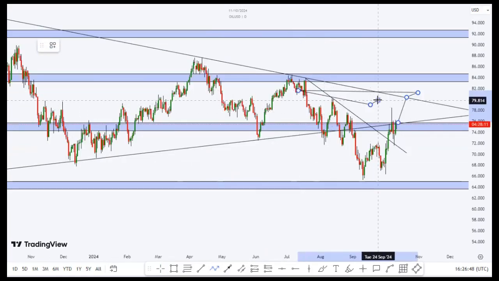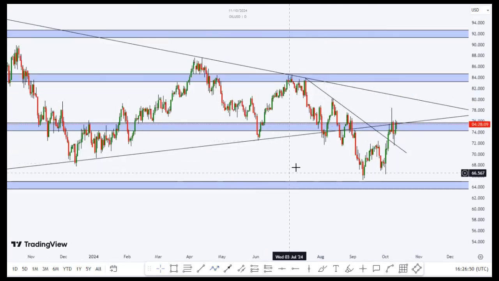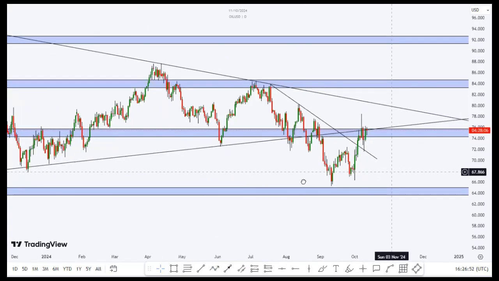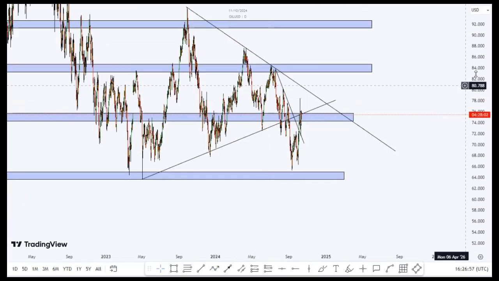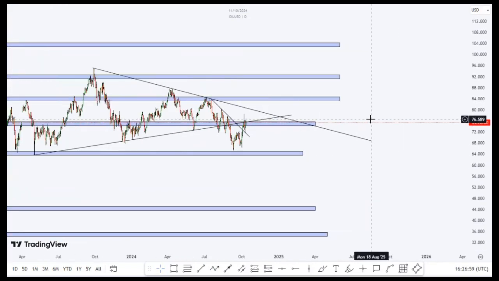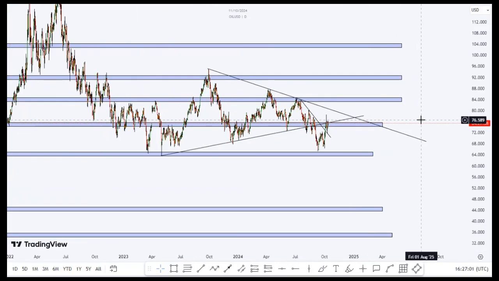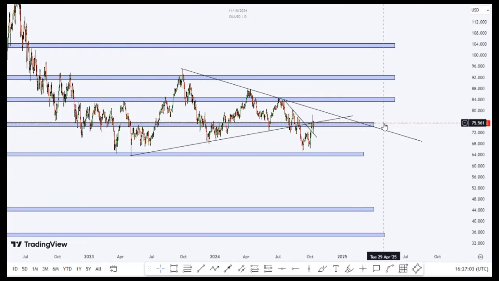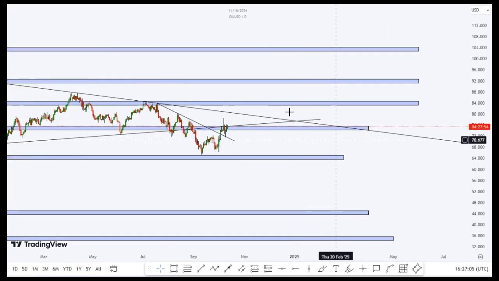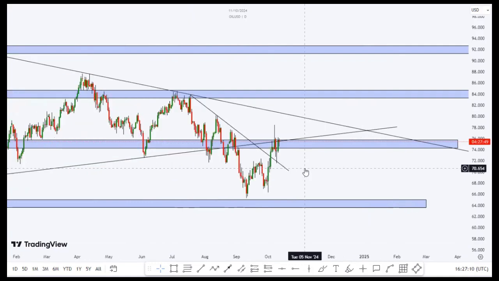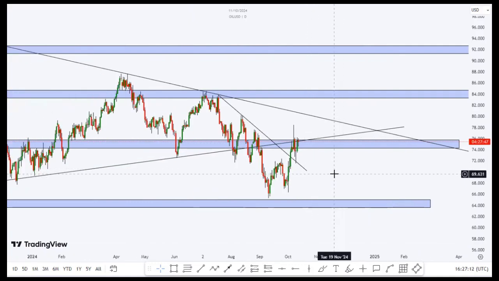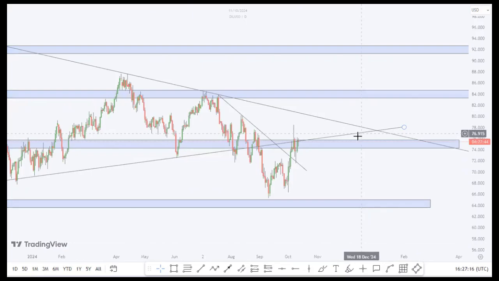Let me delete this first. So I think we should be looking for buys, but it all depends on what the candlestick tells us. On the daily time frame, we can be looking for buys to this zone first. But let's look at what the 4-hour time frame will tell us.